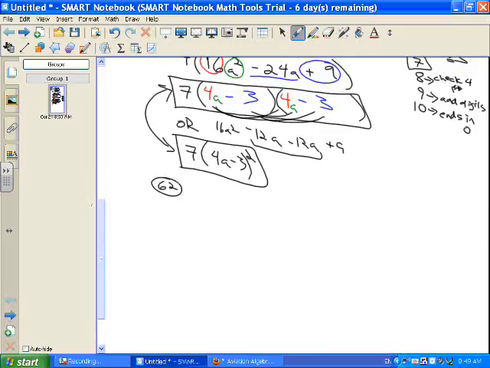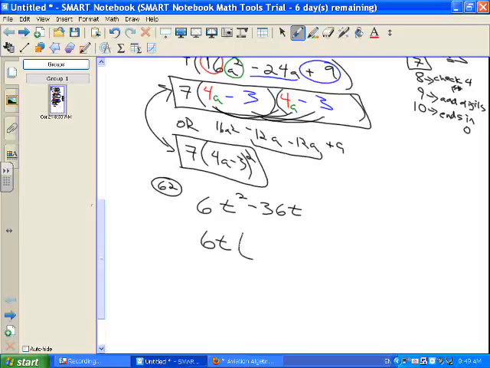Number 62. Okay, this one's not so bad. 6t squared minus 36t. All right, do these two terms have anything in common? Yes, sixes. Anything else? T's. So I can undistribute out a 6t.